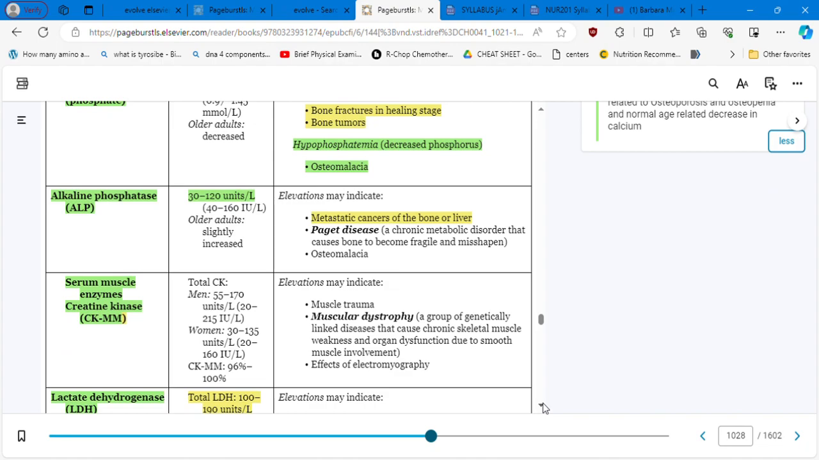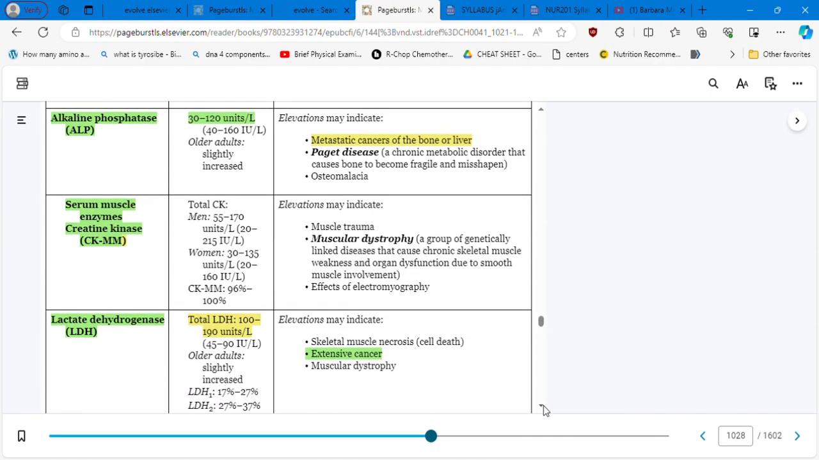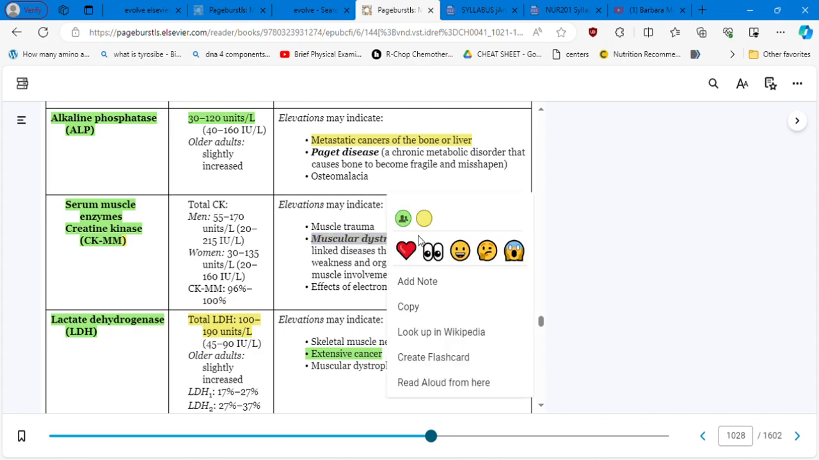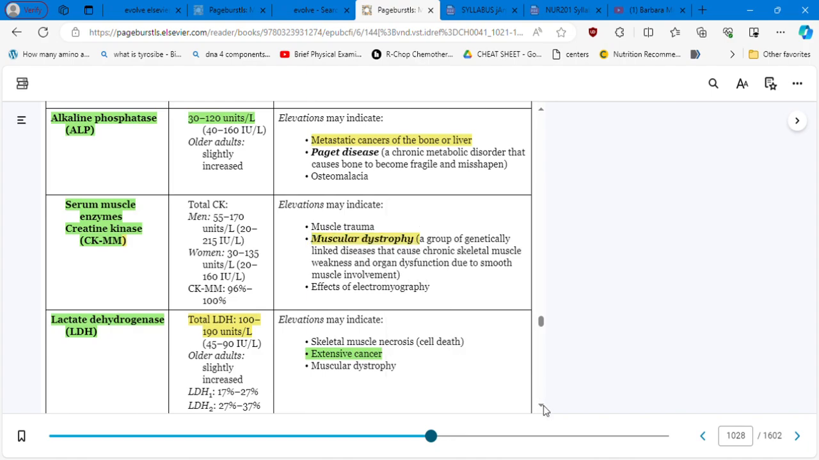Here comes the alkaline phosphatase, 30 to 120, elevated in metastatic cancer of the bone or liver. Also serum muscle enzymes like creatinine kinase. This is very important also. It's going to give you an idea of muscular dystrophy, okay? And you have to consider this one as well. And also lactate dehydrogenase. The levels are 100 to 190.